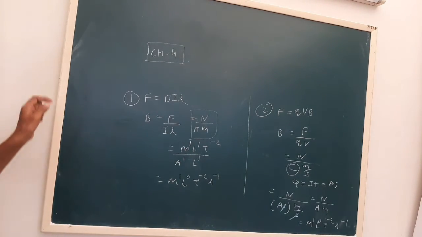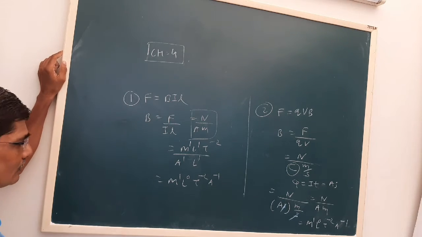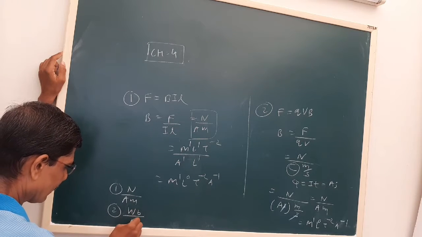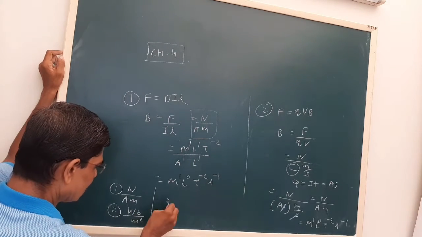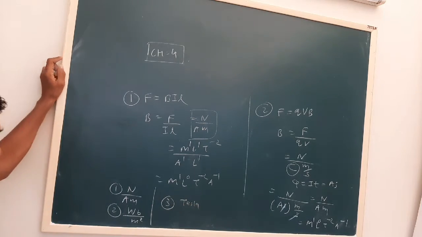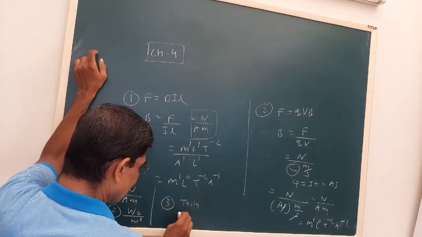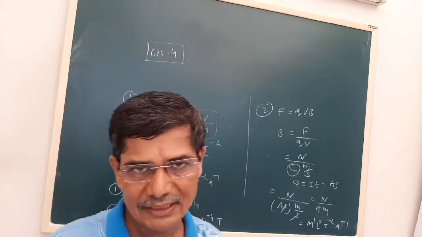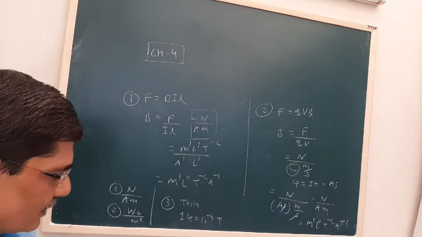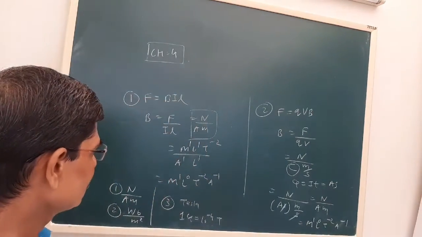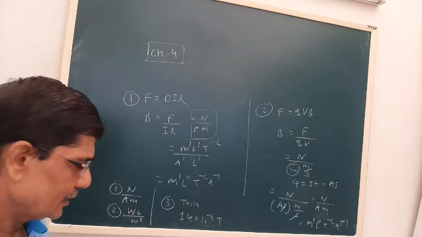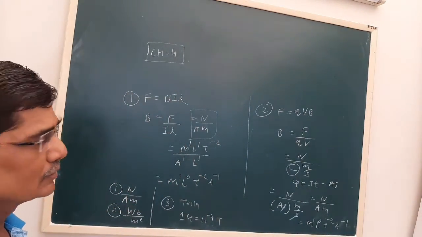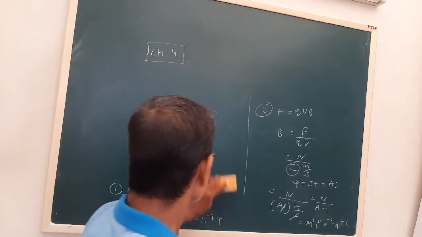Now, the first unit we talked about is Newton upon ampere meter. Another unit is Weber per meter square, that we'll discuss later on, and the third unit is Tesla. Here we have another unit also, Gauss. 1 Gauss is 10 to minus 4 Tesla. These are the units we are going to use extensively in lesson number 4 and 5. That's why we should be familiar. So this is how we can know about the unit and dimension of magnetic field.